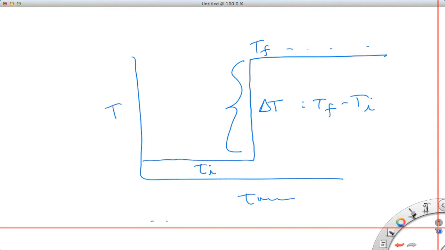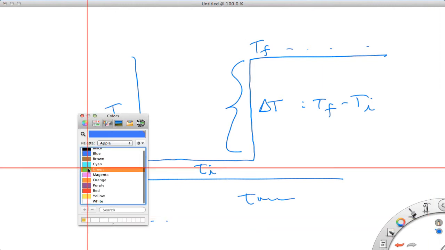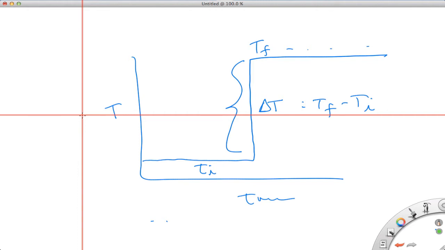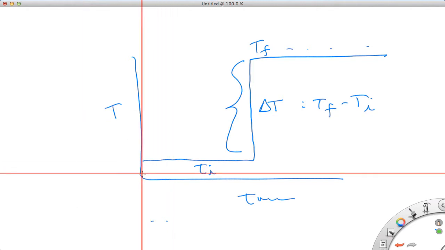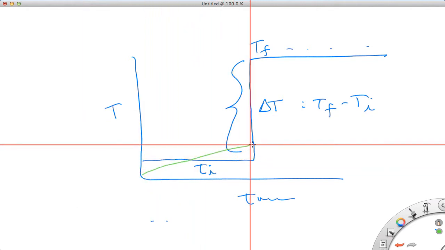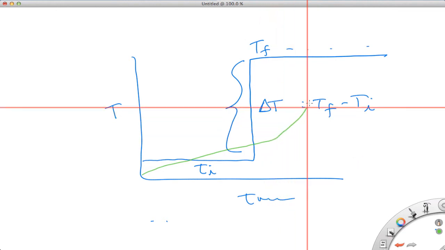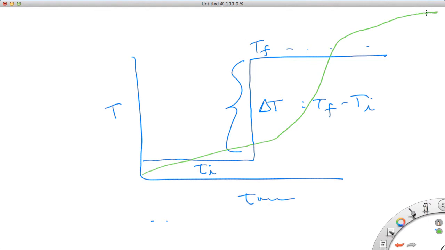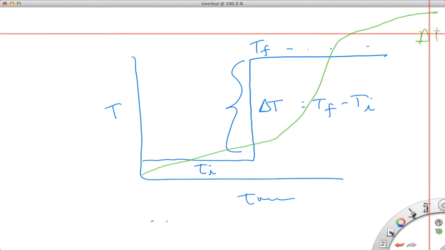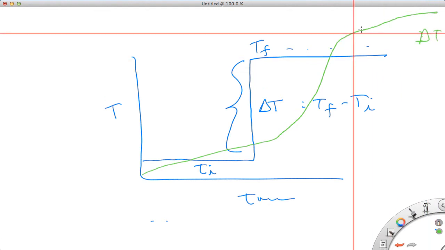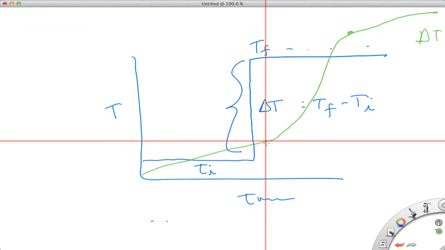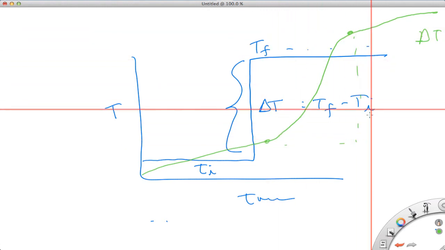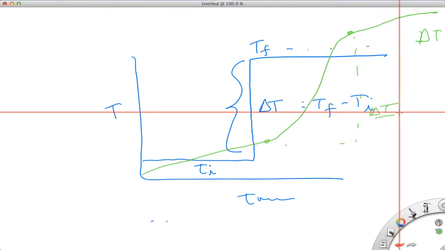But when you have not so ideal data, and let me see if I can change this color here, say your initial temperature is greatly changing, and then you combust it and it goes like that, and then it's still changing. Well, what is delta T? Where do you take it from? Do you take it from here and here? That in a sense is your delta T. Well, that doesn't seem very realistic.